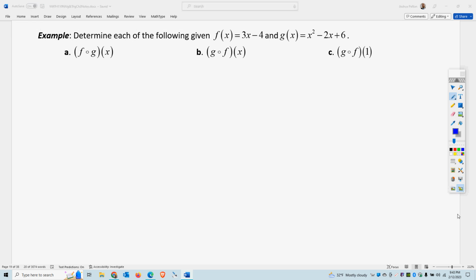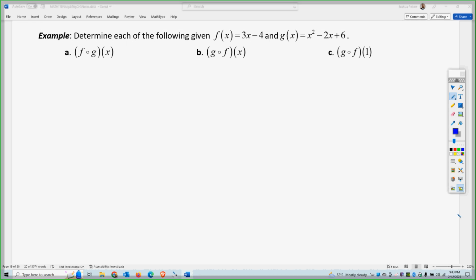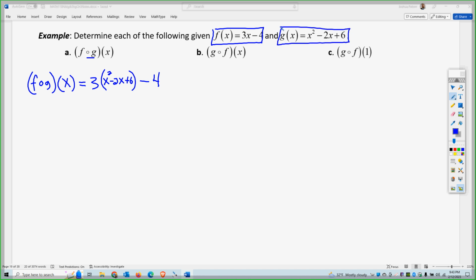All right, so f of g of x. What I'm going to do is write the f function first, so 3x minus 4, right? And I'm putting inside the g. So the g is x squared minus 2x plus 6, right? This one is going inside of the f the way it's written.